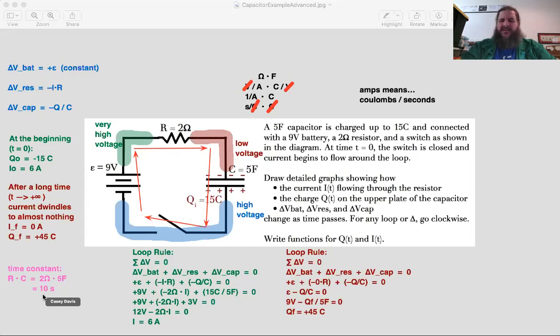Any other questions on that setup so far? Okay, I'm going to transfer this to the marker board for the graphs because I think that's going to be a little easier to draw out, have a little more space. Moment.